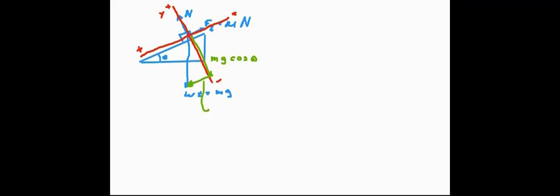This one is going to be mg cosine of theta because it's adjacent to the angle, and this one is going to be the sine component because it's opposite the angle. The angle will be theta, the same angle as the incline, because it was necessary to rotate the coordinate system by that same angle to line it up parallel and perpendicular to the incline compared to the traditional orientation.